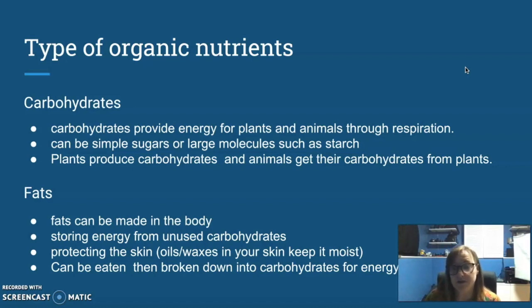So when we're looking at this, you've got the carbohydrates. Carbohydrates provide energy through respiration. So plants do photosynthesis, animals do cellular respiration, which is the opposite process. We can use simple sugars in our carbohydrates, such as starch, and our plants produce the carbohydrates, and the animals get them from the plants, of course, with us eating them after they've done photosynthesis.